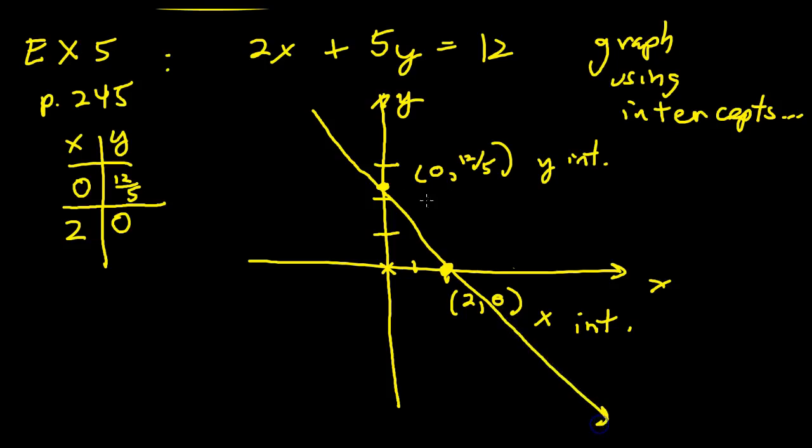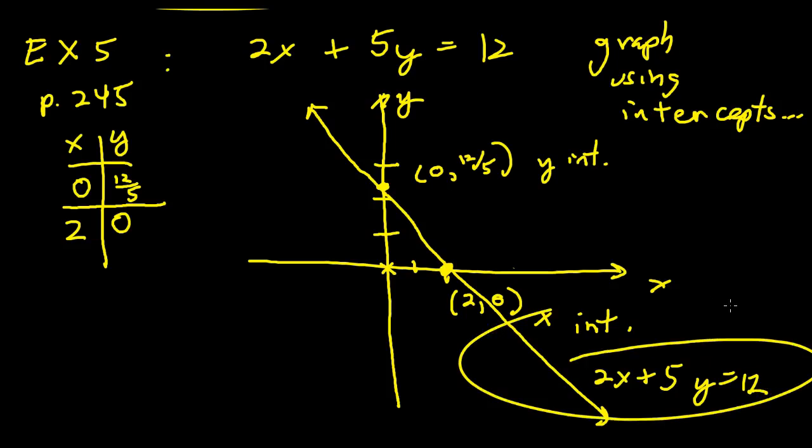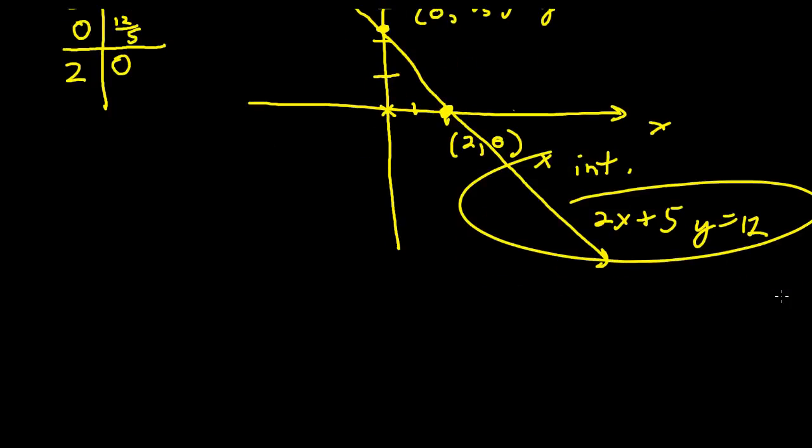All right, so there's the line. 2 points determine a line. And I label the equation now, 2x plus 5y equals 12, with the equation that generates it. Okay, so sometimes coordinates are fractions, and we just have to deal with them. One more subtopic we want to talk about today before we call it a day is horizontal and vertical lines.